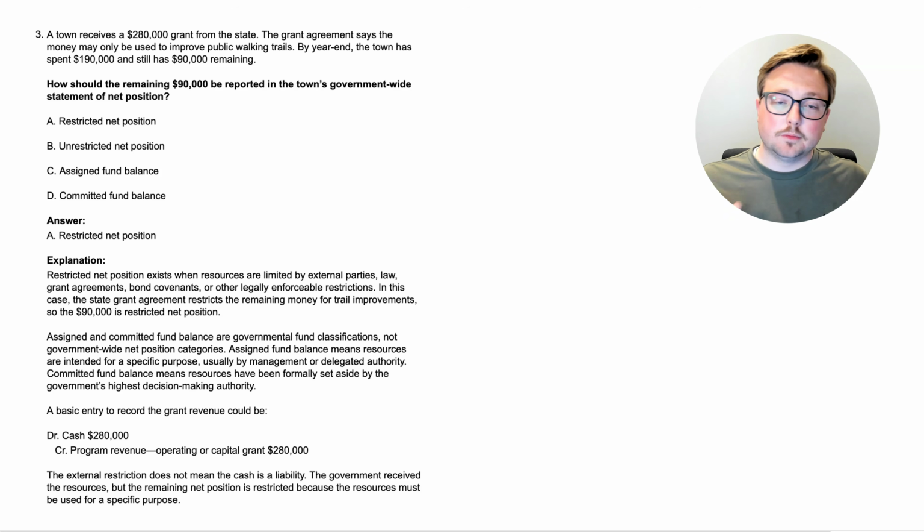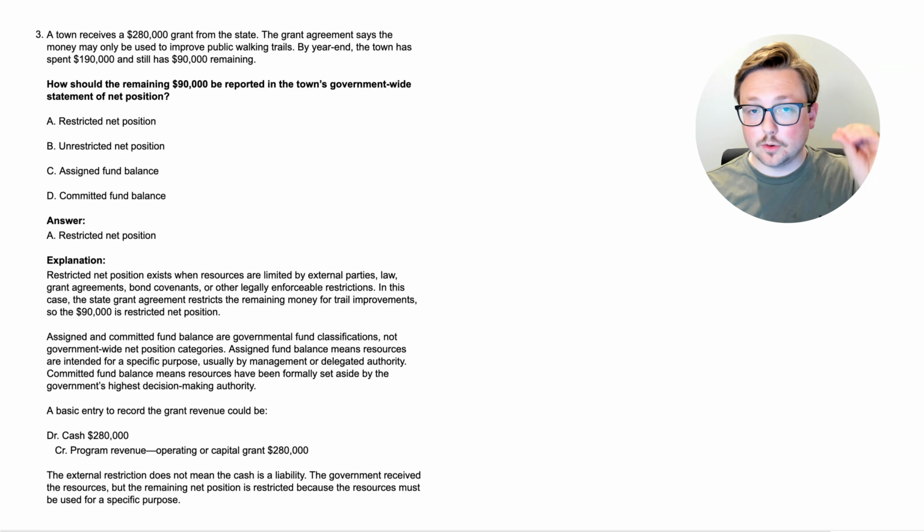inferred that from what we talked about at the very beginning of the video, what this task is about. We're learning about the three different parts of net position, and we named them at the beginning of the video, but if you didn't remember, that's okay. So we learned about net investment in capital assets, and now we're learning about restricted net position. Let's go through this to make sure that we understand the difference between this and the net investment in capital assets. Restricted net position exists when resources are limited by external parties, and I want you to pay close attention to that, external parties, or by law, grant agreements, bond covenants, or other legally enforceable restrictions.